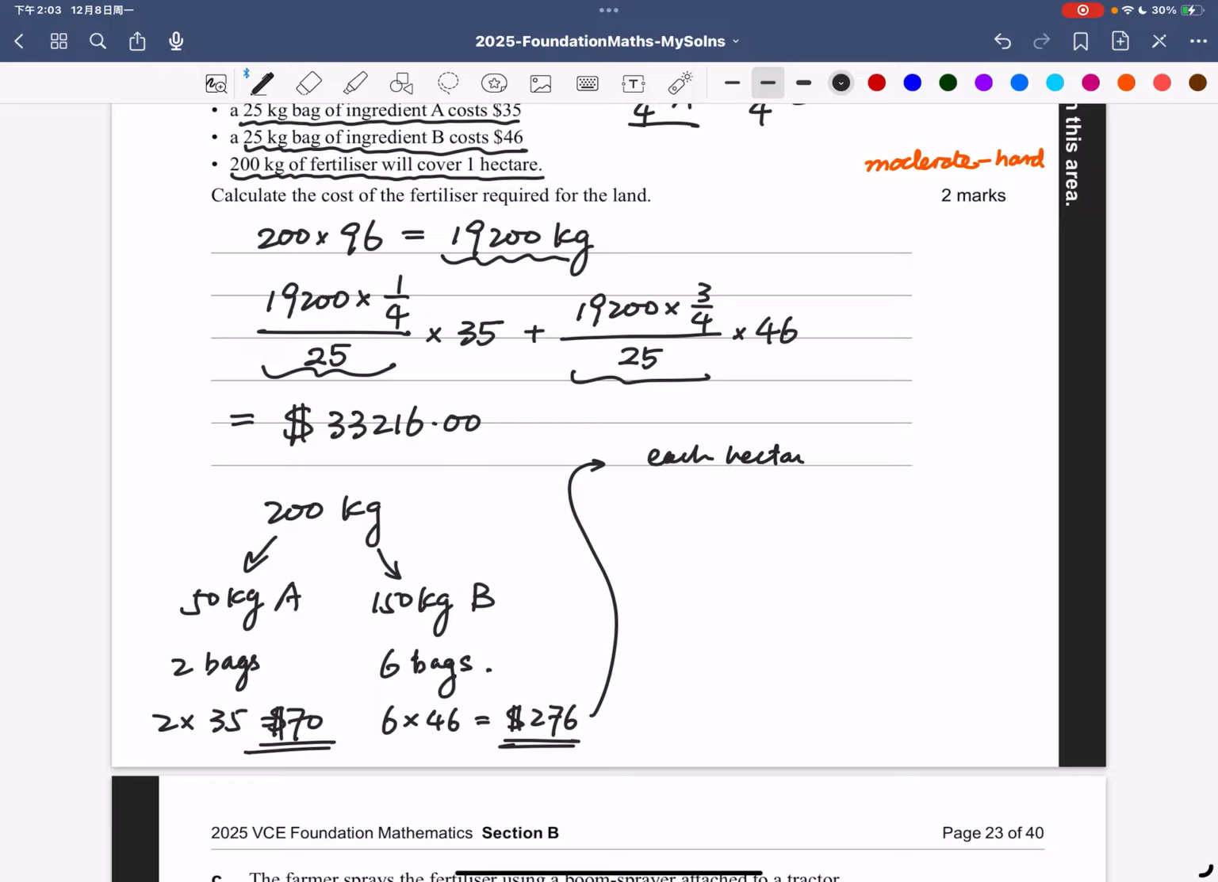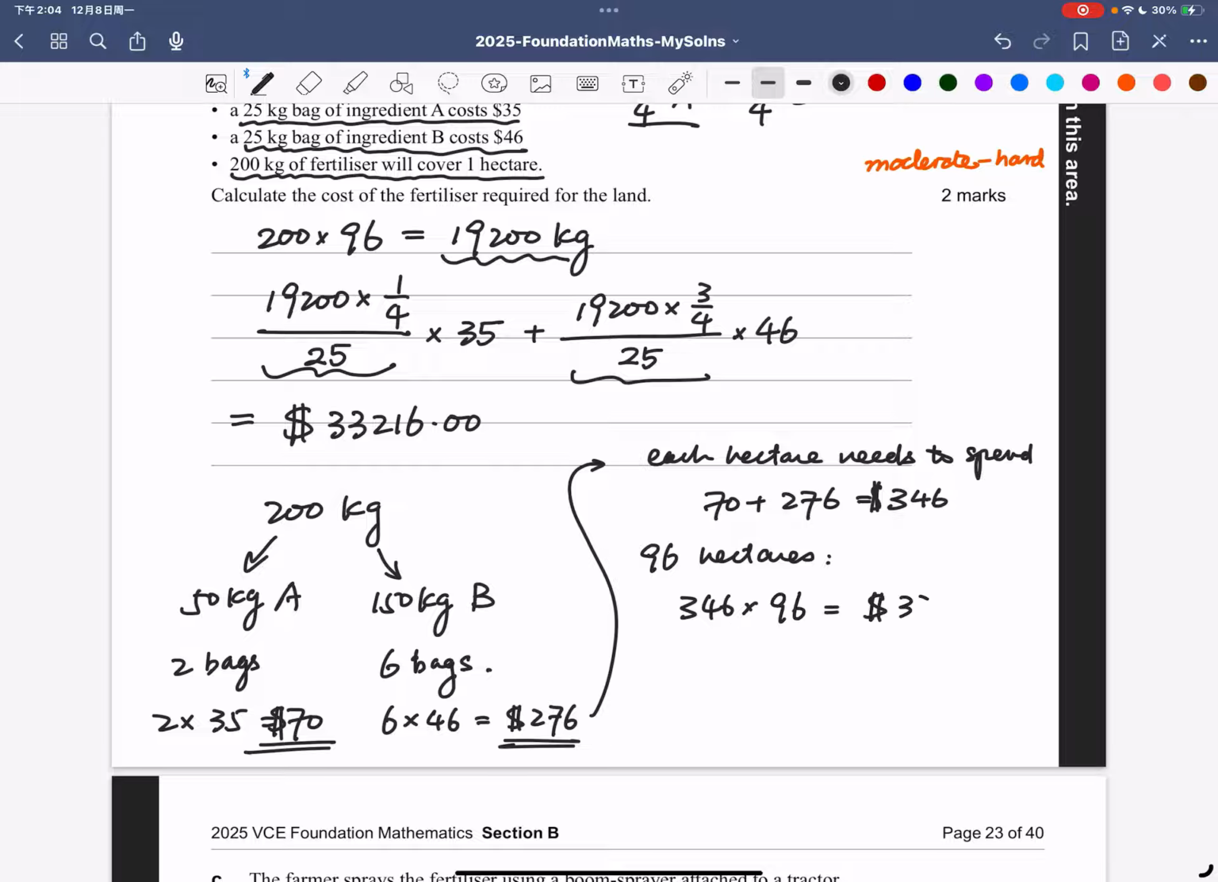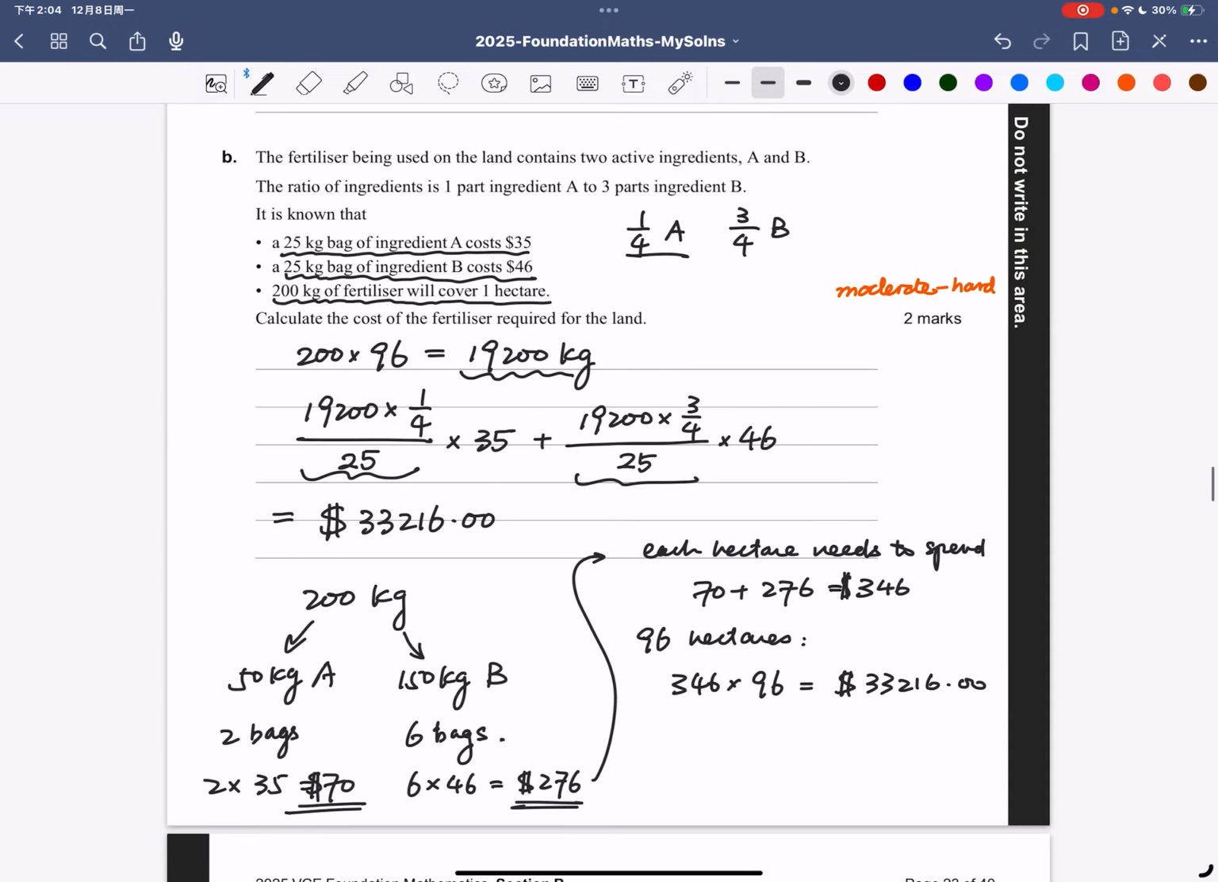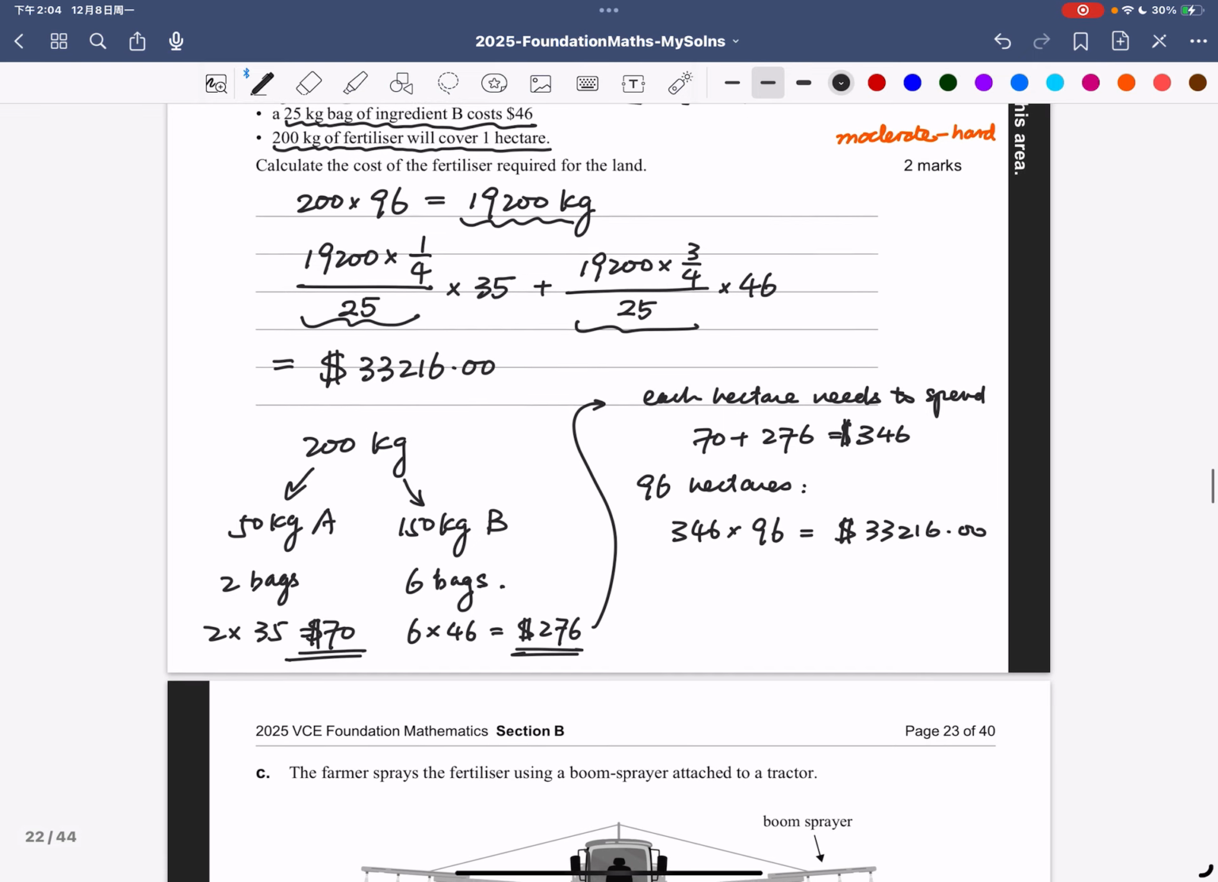Each hectare needs to spend 70 plus 276, that will be $346. And then 96 hectares. 346 times 96, so that gives you $33,216. So that is another possible way you can calculate this problem. In fact, this is a very nice ratio problem, worded problem, application.